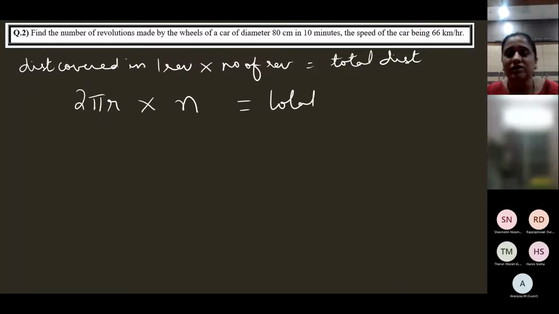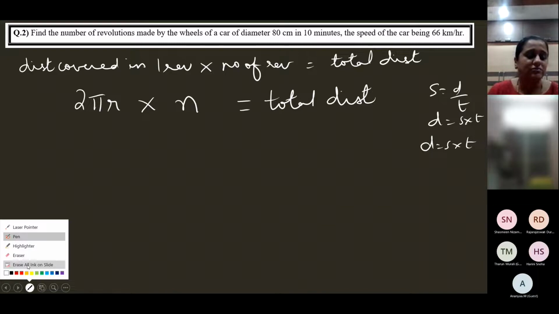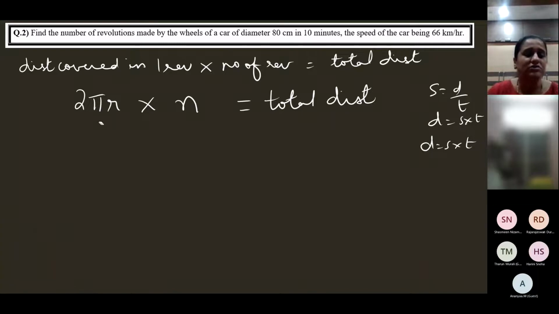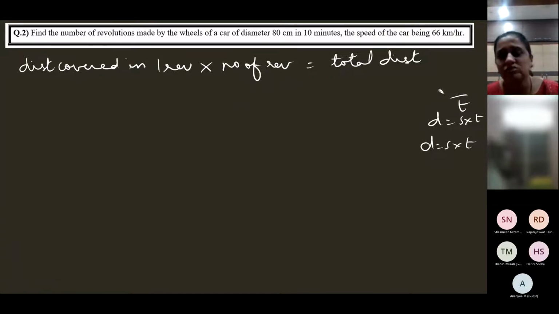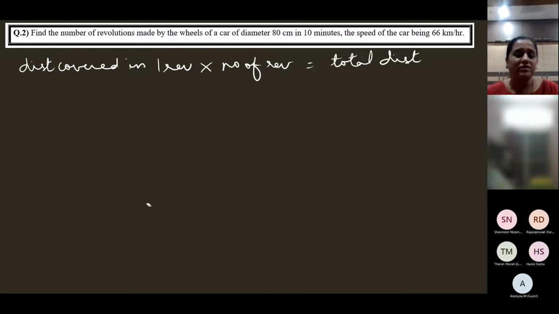I'll show you the answer on the next slide. I'm just explaining now. So how do you find the distance? Speed is equal to distance by time, so distance is equal to speed into time. You can find all this separately, which will be easier to correct. In one line also you can do. Anything is fine, children.